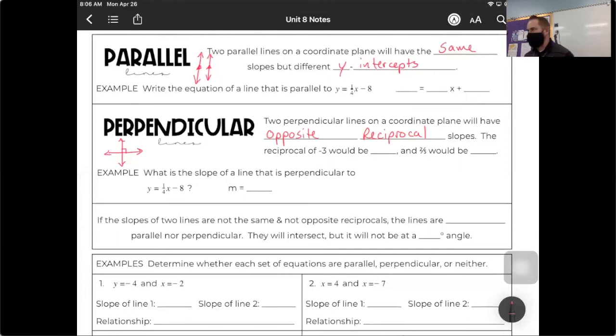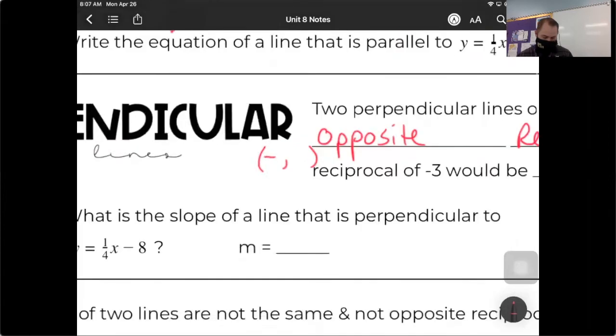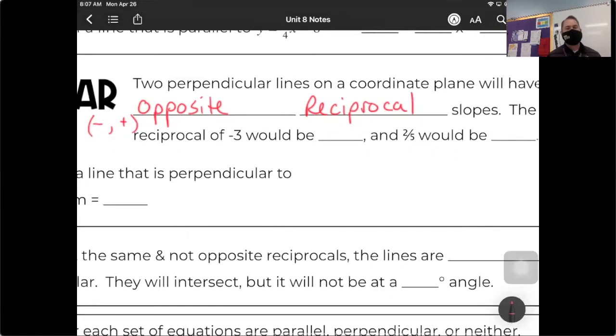What does opposite mean with numbers? How do you know what the opposite of a number is? Negative and positive of each other, right? Good. That's what opposite means. One is negative, one is positive. That's opposite. But reciprocal, does anybody know what that word means?